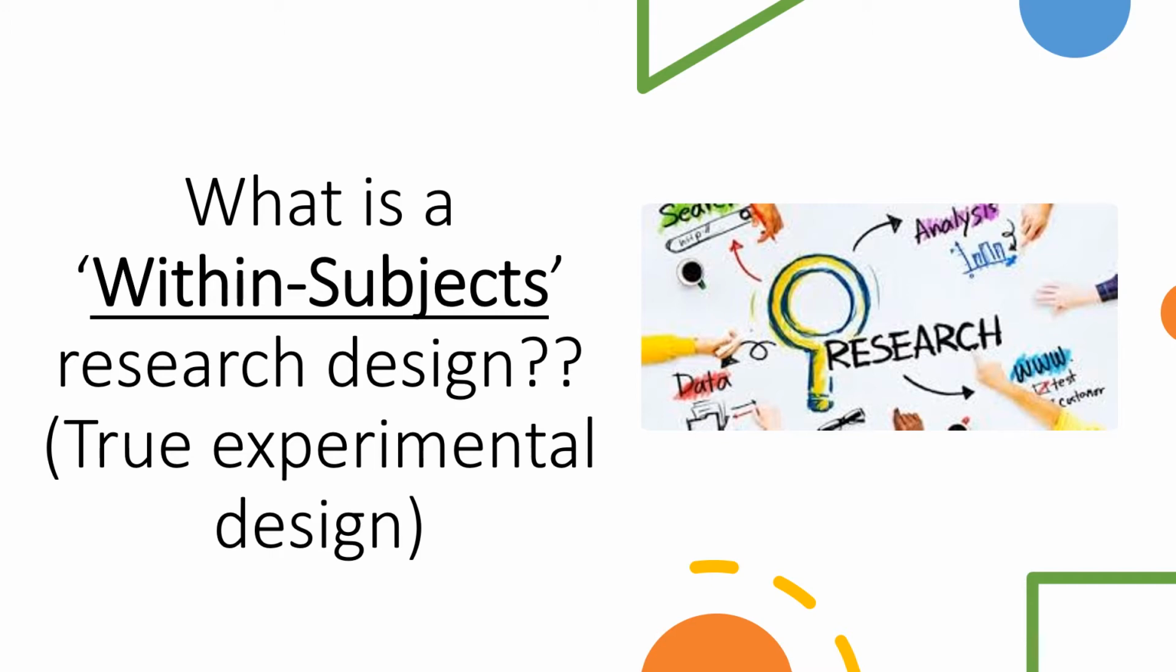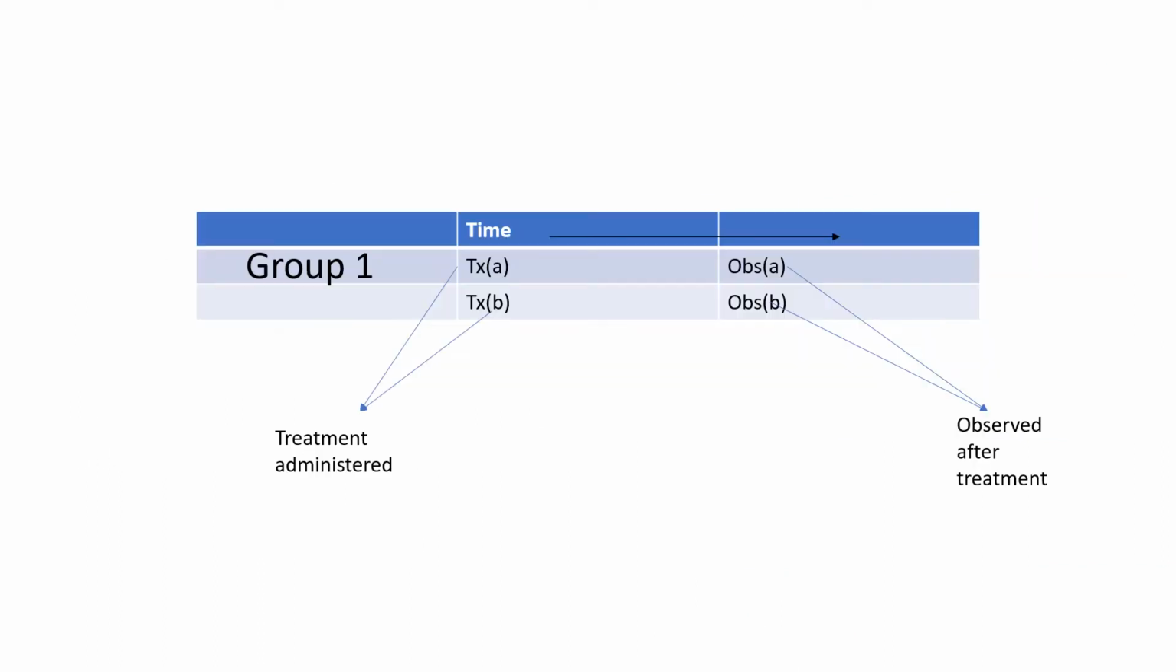Today I have the fifth and the last true experimental type of research design, which is called a within subjects research design. So let's see what this research design is all about and when you can use it and what you should be mindful of. So in this type of research design, which is also known as a repeated measures design, all participants receive treatments, including any kind of control conditions.